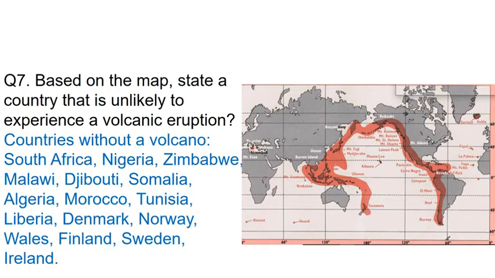For the countries without volcano, we have South Africa, Nigeria, Zimbabwe, Malawi, Djibouti, Somalia, Algeria, Morocco, Tunisia, Liberia, Denmark, Norway, Wales, Finland, Sweden, Ireland.